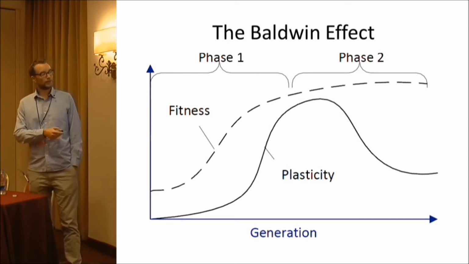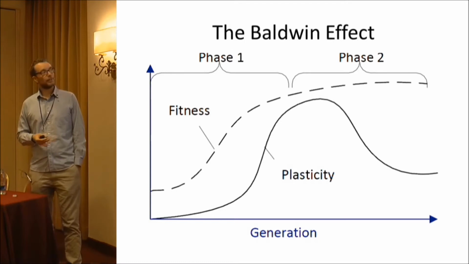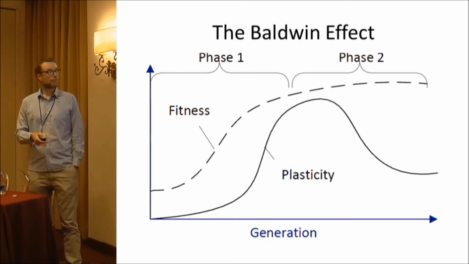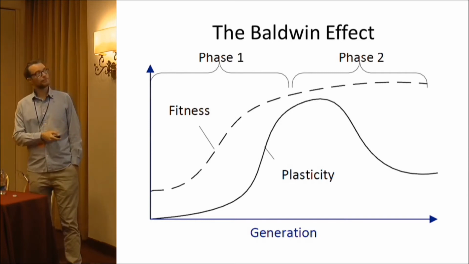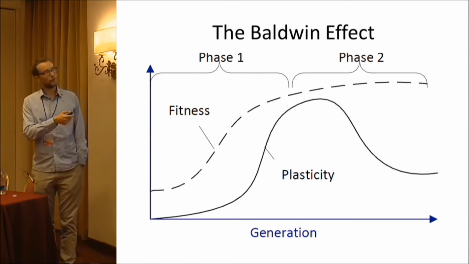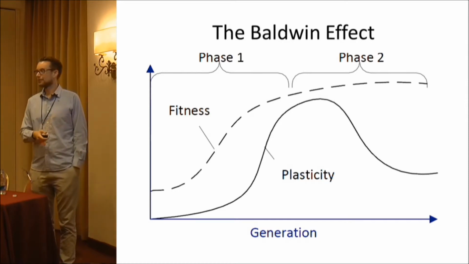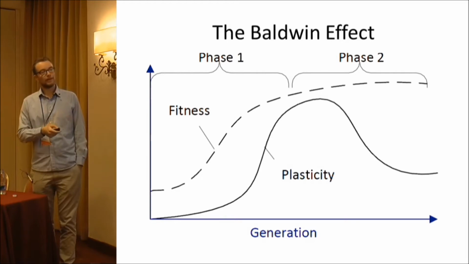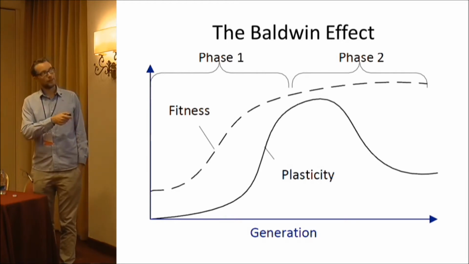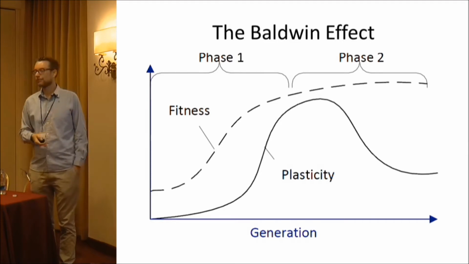Now, if we consider a population on the bottom left here that is somewhat unadapted to their environment, they have a low fitness and a low plasticity. As generations pass by, those individuals that are more plastic will typically win out because they are able to adapt to their environment. So the more plastic individuals get a benefit from being plastic, and they can outperform the others. And the average fitness will rise. That's phase one, where the benefit of plasticity increases plasticity and increases fitness.